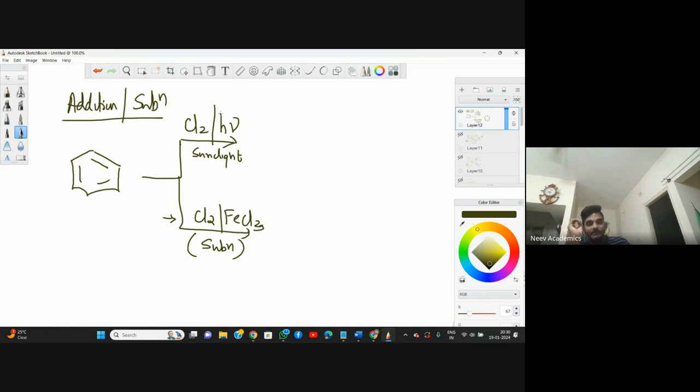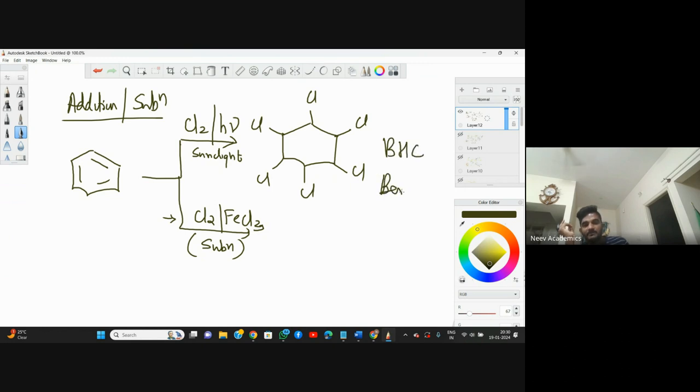This one you have already learned in the alkane part. The same thing will happen over here. The complete bond will break, and an addition reaction will happen. Complete chlorine will come onto the carbon, here also carbon, here also carbon. This is actually called BHC, benzene hexachloride. It's not a benzene ring, it's a cyclohexane name. Benzene is just a common name.